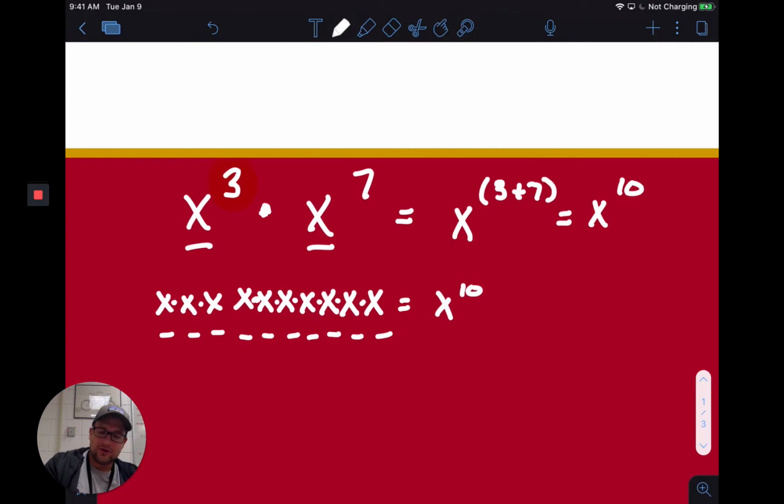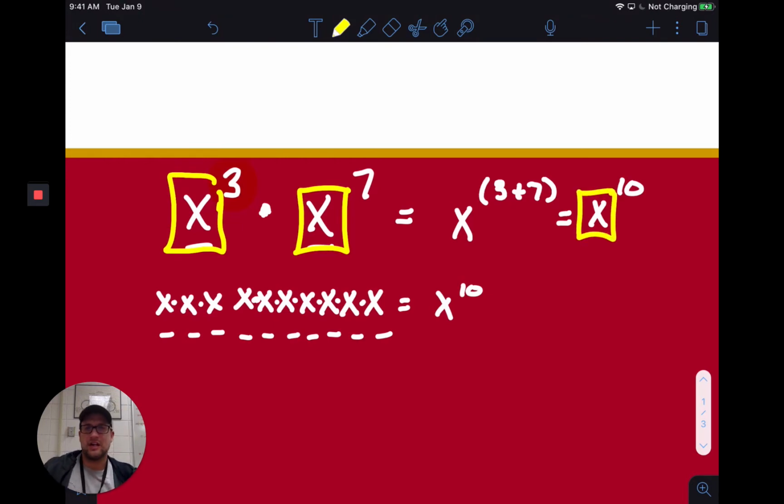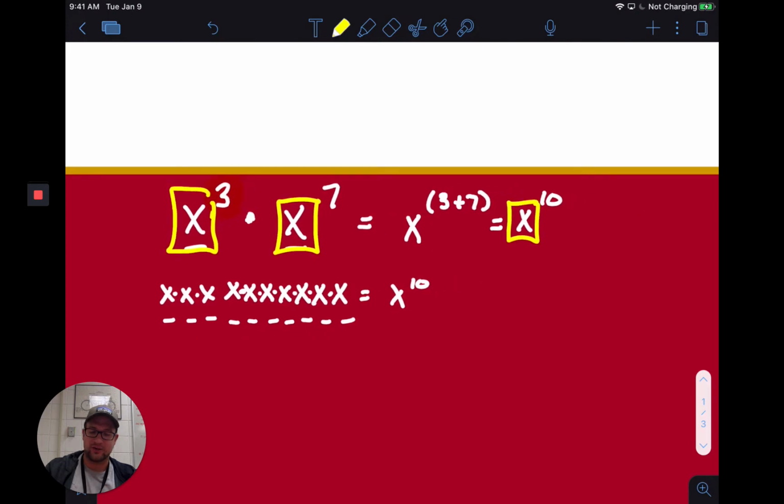Now, one thing I do want you to notice here is that our base on this problem and this one were both the same, right? X and X. And notice how our ending base didn't change at all. It actually stayed the exact same. It's still X. In all of these problems today, our base isn't going to change. What's going to change is going to be our exponents. We might regroup and put stuff together, but our base is not going to change.